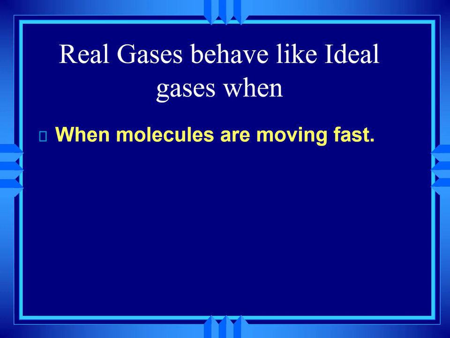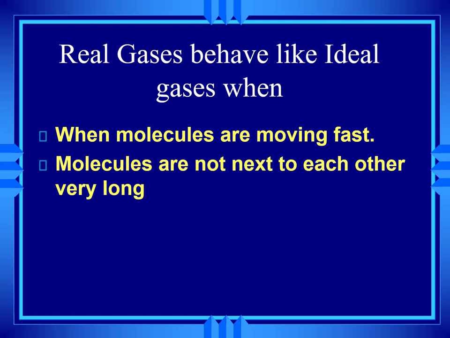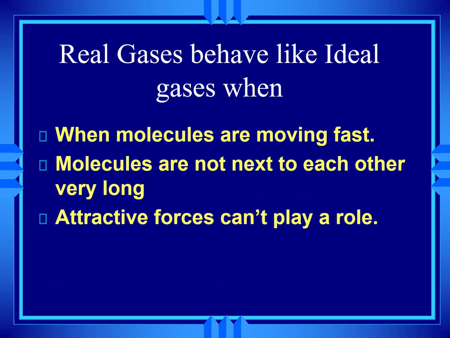Real gases behave like ideal gases when the molecules are moving fast. And why would moving fast make a difference? Well, then they're not next to each other very long. And if they're not next to each other for very long, they can't stick to each other. So the faster they're moving, the less that attractive force plays a role. So think about what I could do to make them move faster. Well, of course, raise the temperature. So if the temperature is high enough, they behave ideally. If it's low, they don't.